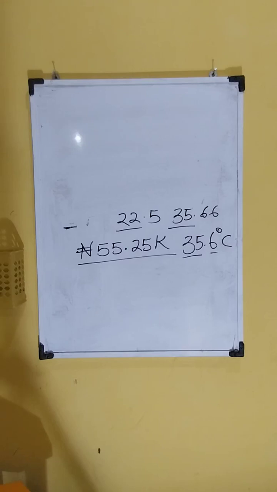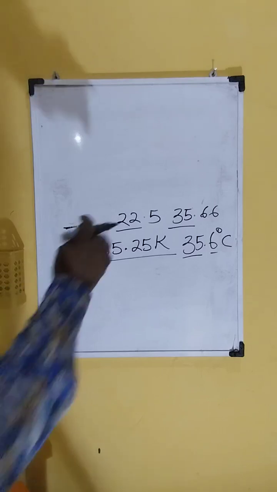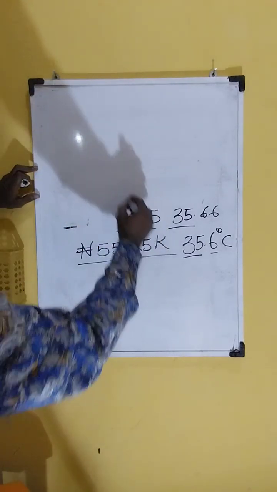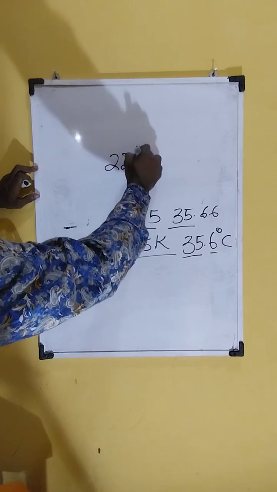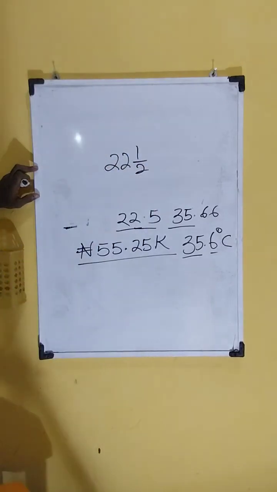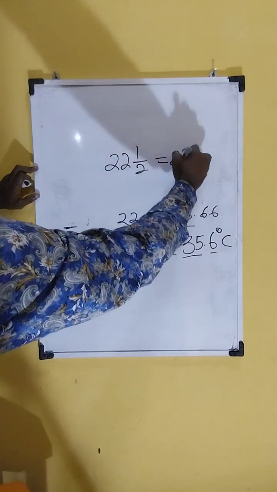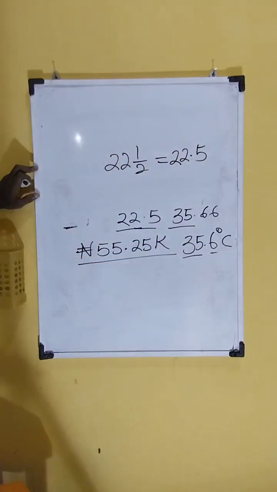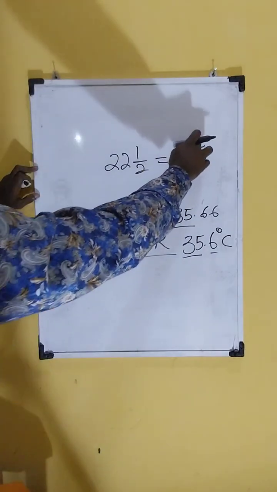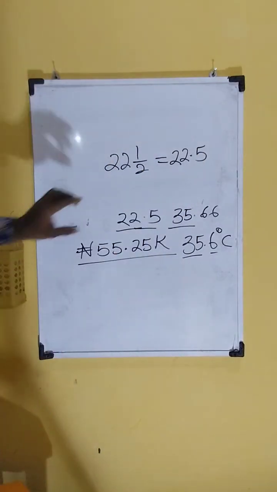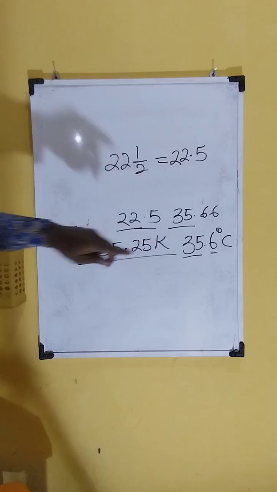Okay, I said to express 22.5 as a whole number and 35.66. Okay, if I got you rightly, how do you express this? This is 22 1 over 2, which is equal to 22.5. Did you get that? 22.5. This is expressing it as a whole. Okay.